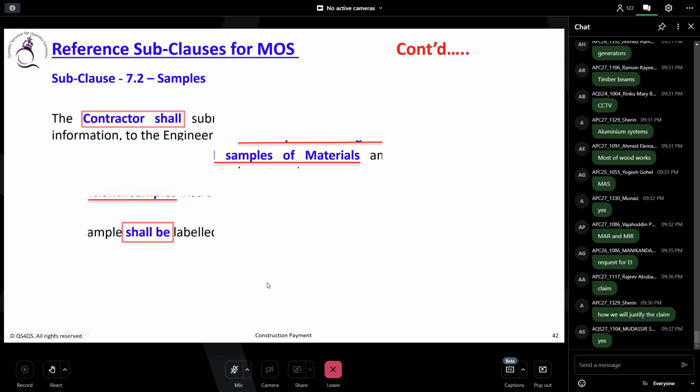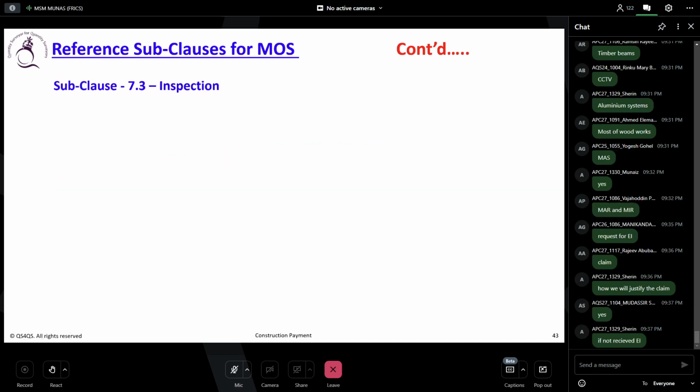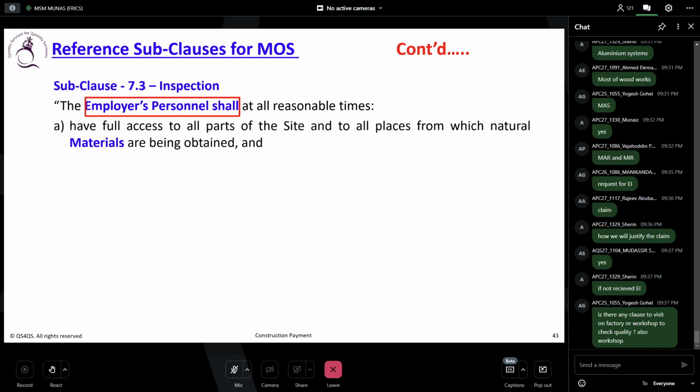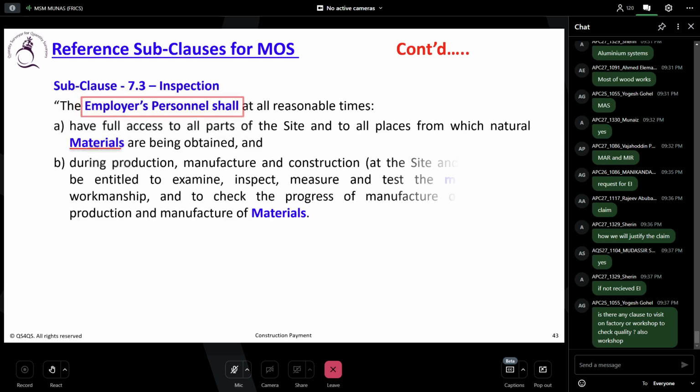Now sub-clause 7.3, inspection. The employer's personnel shall at all reasonable times have full access to all parts of the site and to all places from which natural materials are being obtained. During production, manufacture and construction, at the site and elsewhere, they are entitled to examine, inspect, measure and test the material and workmanship and to check the progress of manufacture of plant and production of material. Do you understand this sub-clause? It adds some cost. What kind of cost do you have to carefully mention? Anyone?